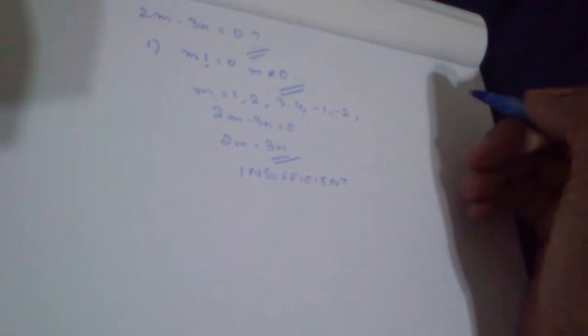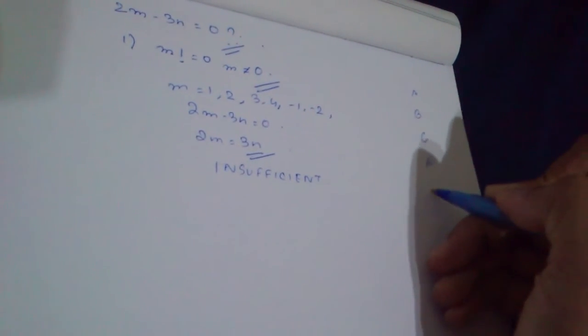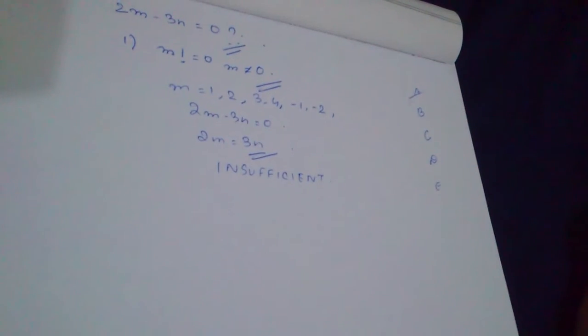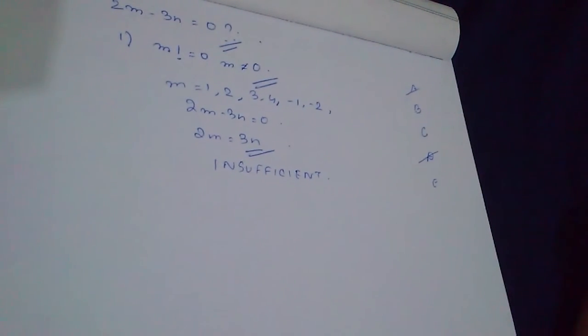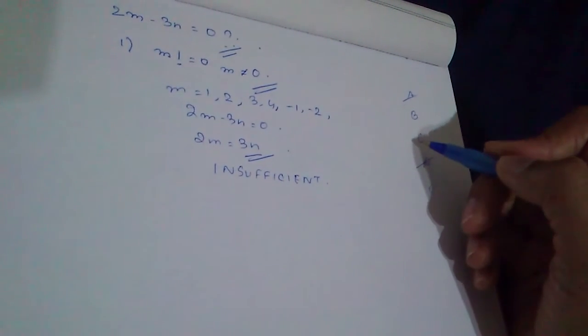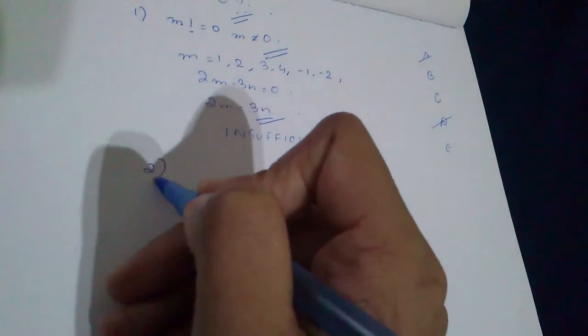Now there are 5 options here: A, B, C, D, E. We know A is insufficient, so A and D cannot be the answer, since D would require each statement to be sufficient individually. Now we have B, C, E left. So we have to check whether the second statement is sufficient or not.